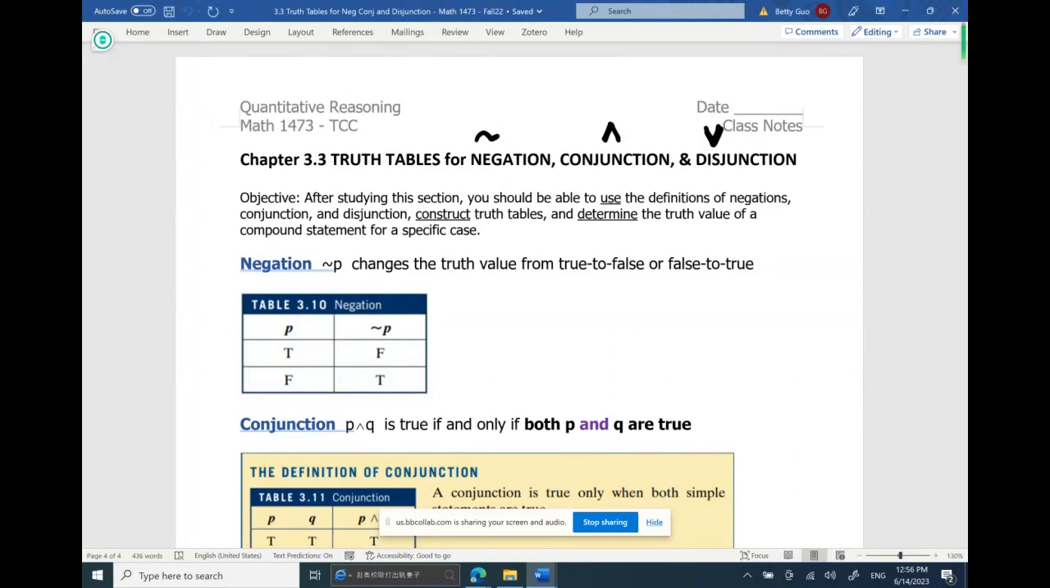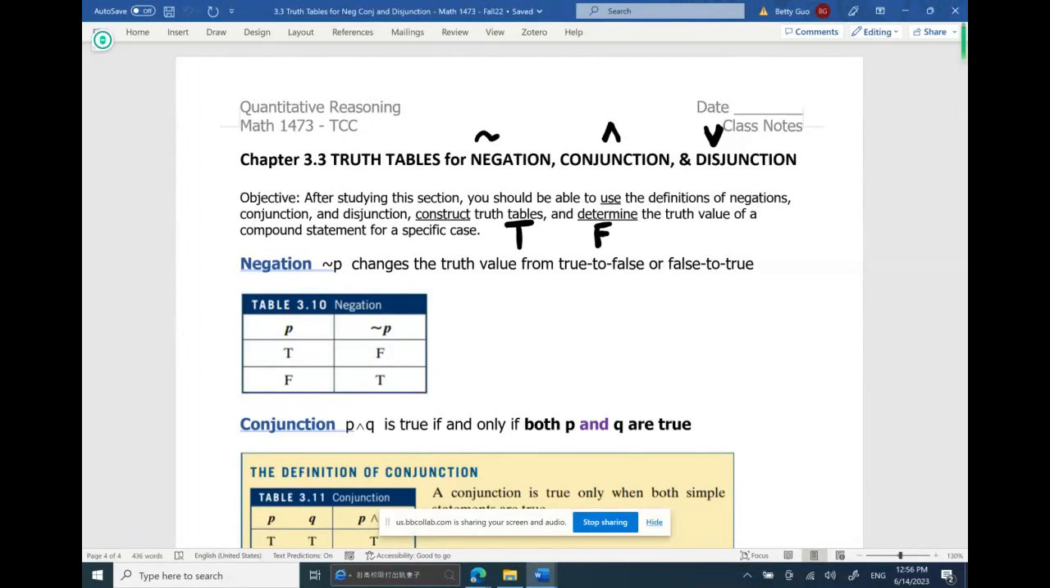All right, what is truth values? Truth tables describe the truth values of statements. And truth values, any statement has one of the two truth values, either true or false. We use T to represent true. F represents false.